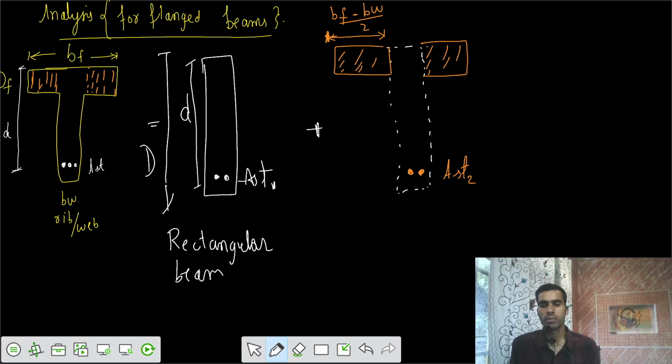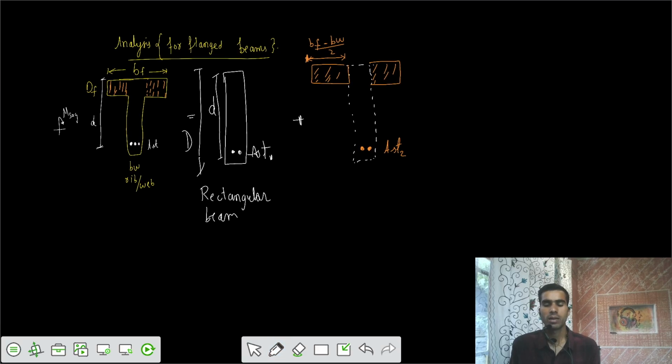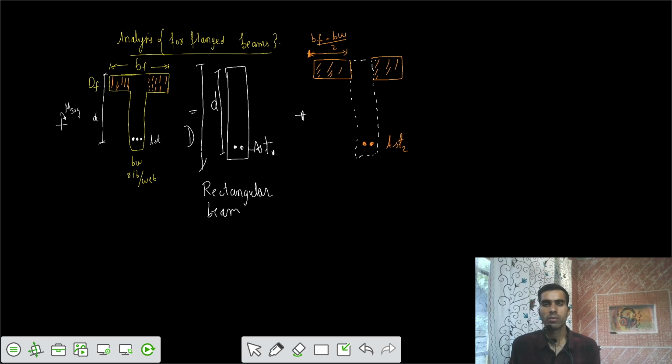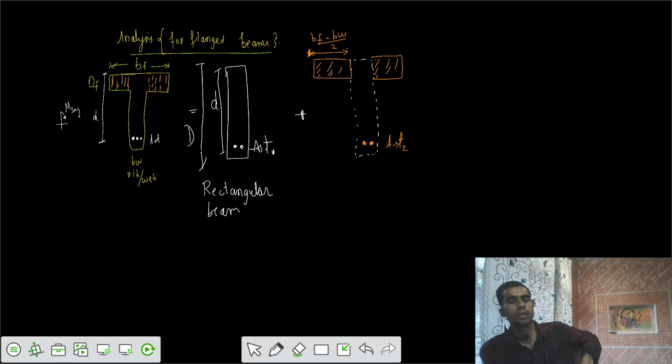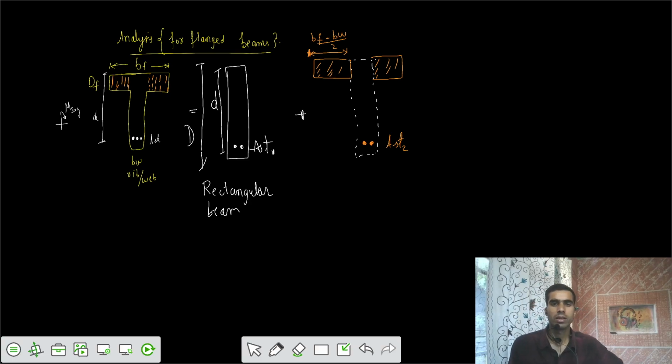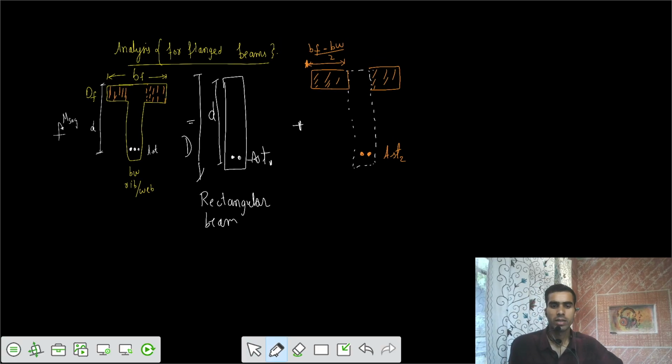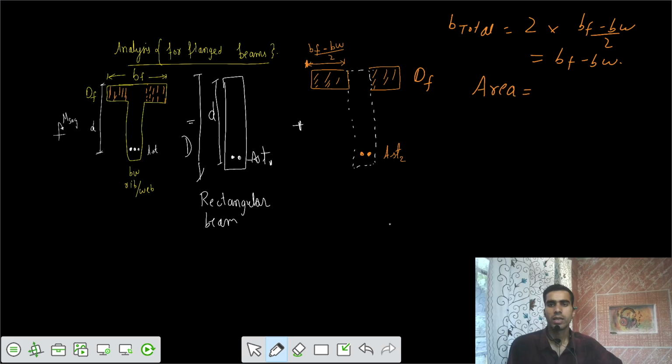So we are making that flanged beam into a sort of rectangular beam, plus a particular concrete area of certain dimensions. The total width of this concrete is 2 times BF minus BW divided by 2, that is, BF minus BW, and we have depth of DF. So the area of that concrete is BF minus BW into DF.